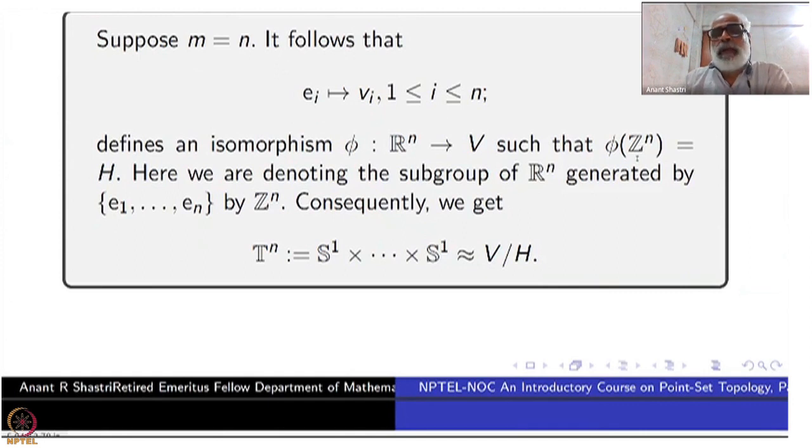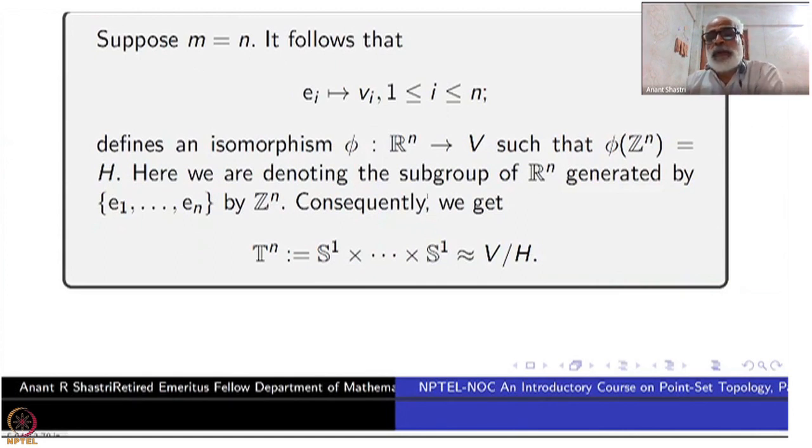See, what are these? 1, 0, 0, ..., 0, 1, and so on, right? The lattice points will come. So they will generate Z^n, the direct sum of Z with itself n times. Let's call it H. Okay, no, sorry. Phi of Z^n will be H automatically because they will be mapped to vi. So H will be generated by vi. That is the assumption.